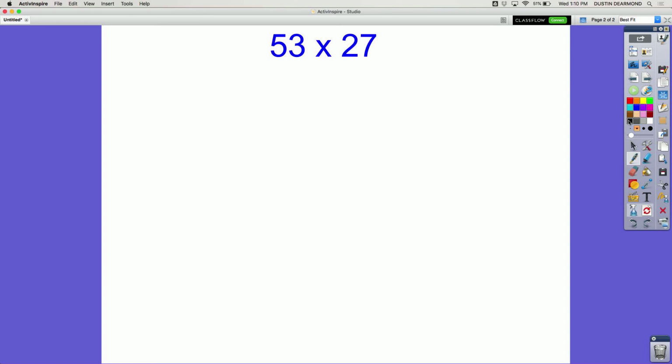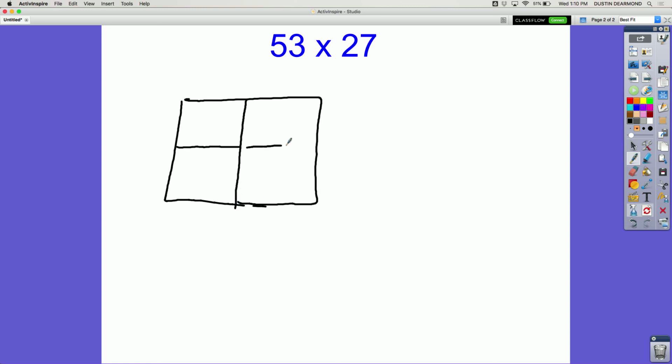And the area model kind of starts out with this little box diagram. We're going to split it up into 4 quadrants because we're multiplying by two-digit numbers. I'm going to break our two-digit numbers apart just like students have been doing since first grade. So instead of multiplying by 53, we're going to multiply by 50 and 3, and then we're going to multiply by 20 and 7. So then in each box will be a partial product.